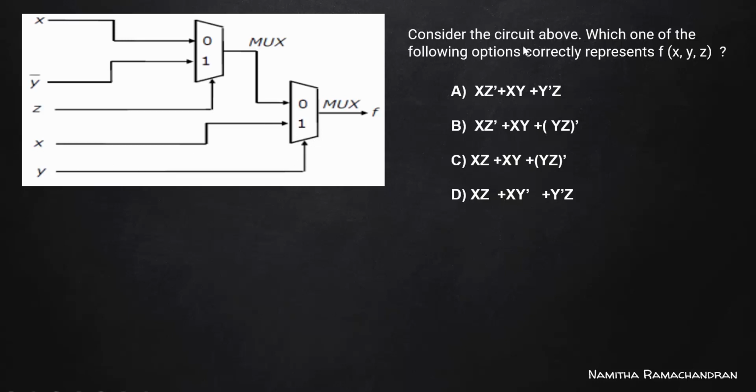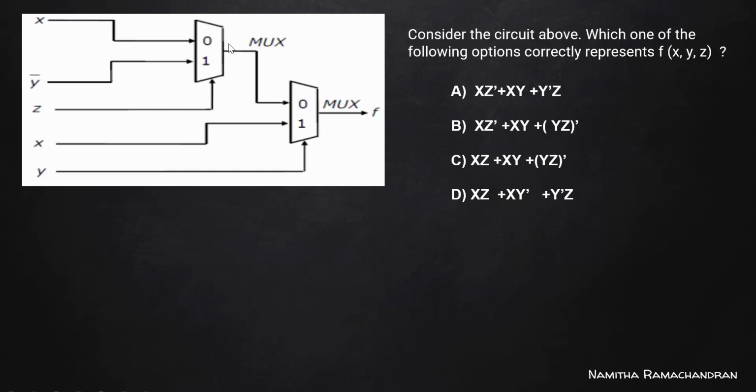Okay, consider the circuit thus. Which one of the following options correctly represents the final output function? That is, identify the correct simplified expression corresponding to the output of our second multiplexer. So first identify the detailed expansion for this circuit.